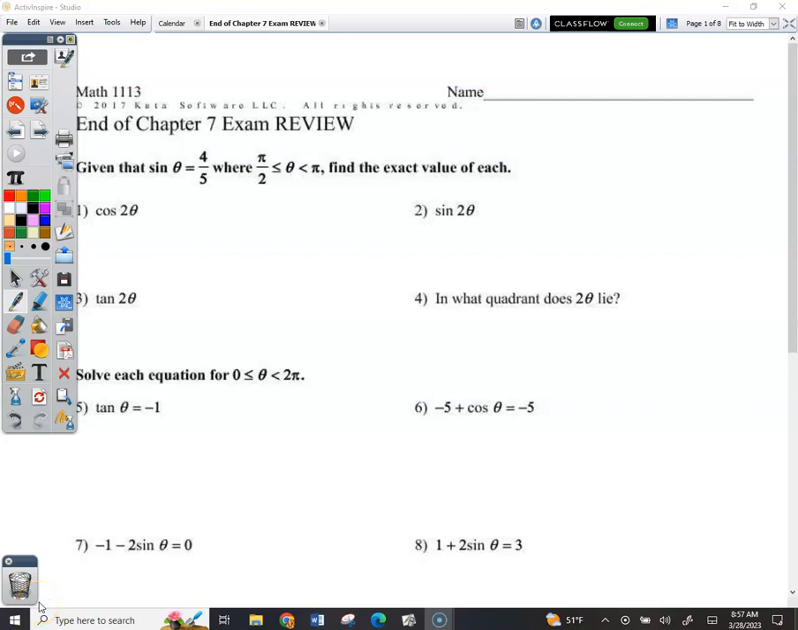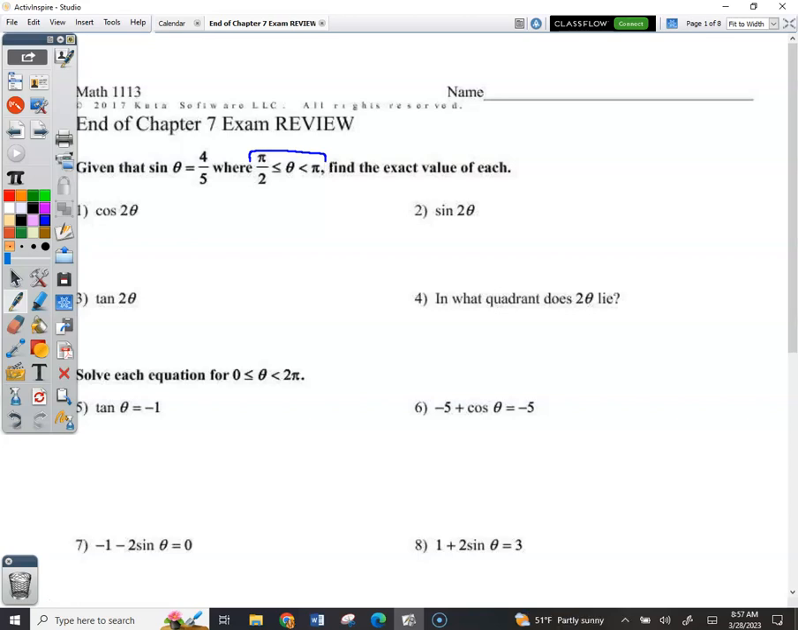So on the end of chapter 7 exam review, numbers 1 through 4 is the exact same thing that was on the mid-chapter 7 exam, and the review as well for it. You take the given trig function that they are starting you out with, you draw a right triangle in the quadrant they tell you to draw it in. This is saying you're between pi over 2 and pi.